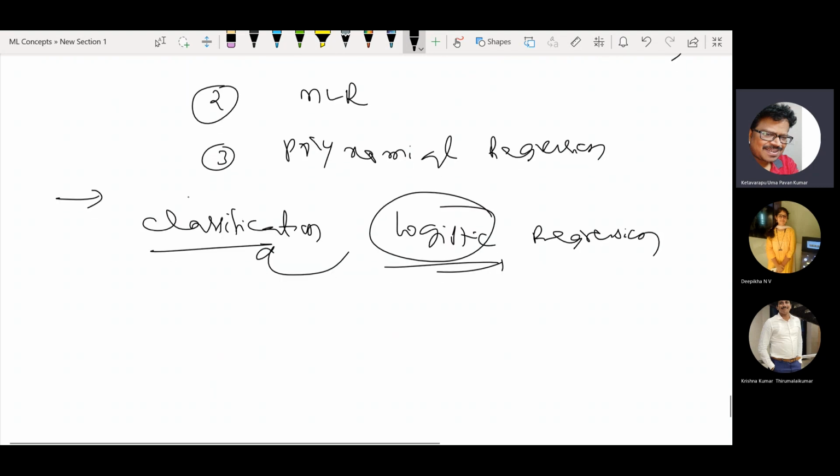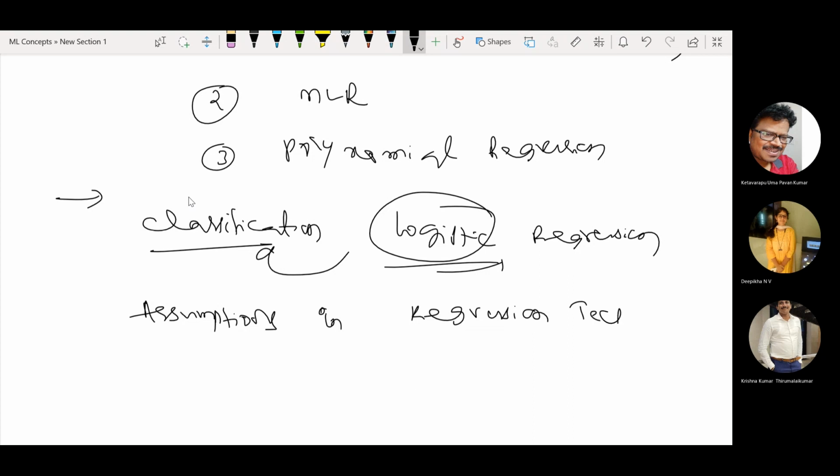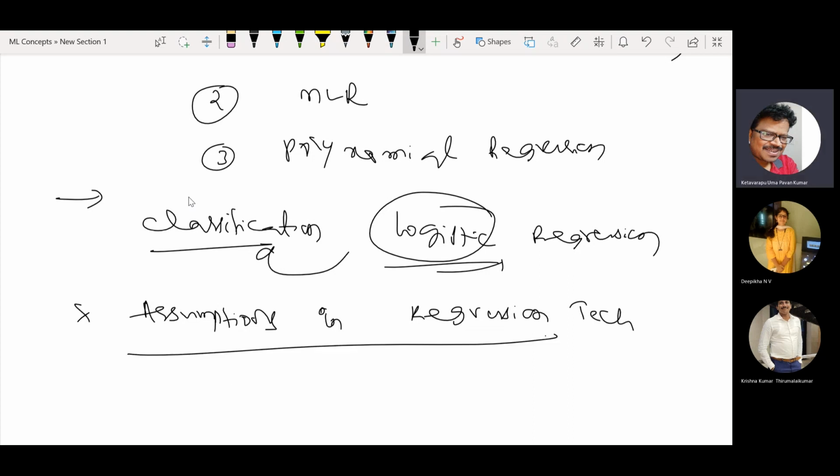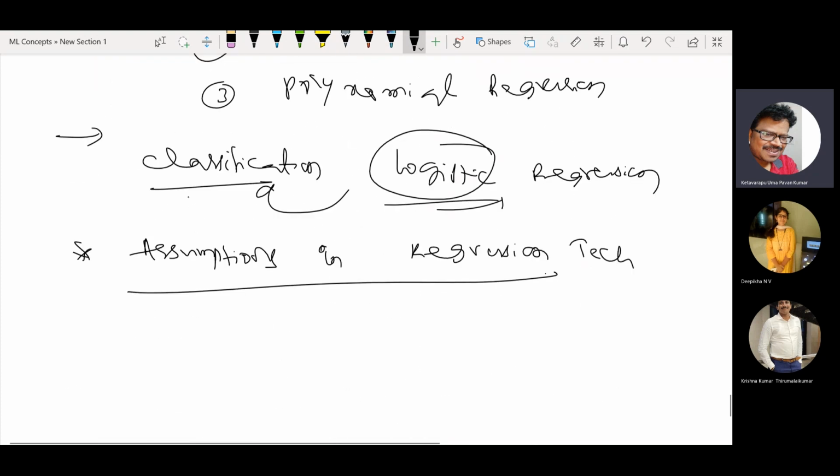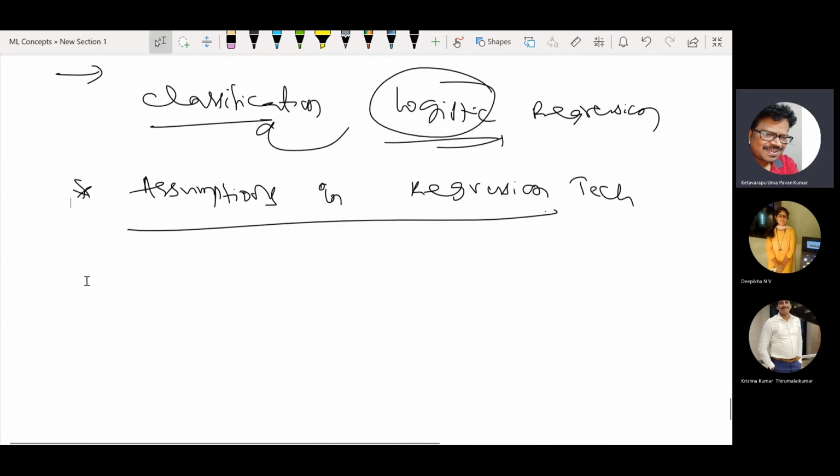And apart from that, most importantly, we are getting some ML questions on assumptions in regression techniques. Okay, these points I will try to cover in the next week. And if any specific ask is there, just ping me so that I can scope those things also. Okay.